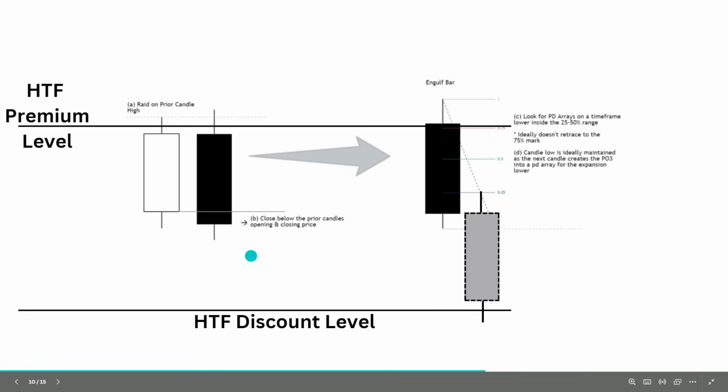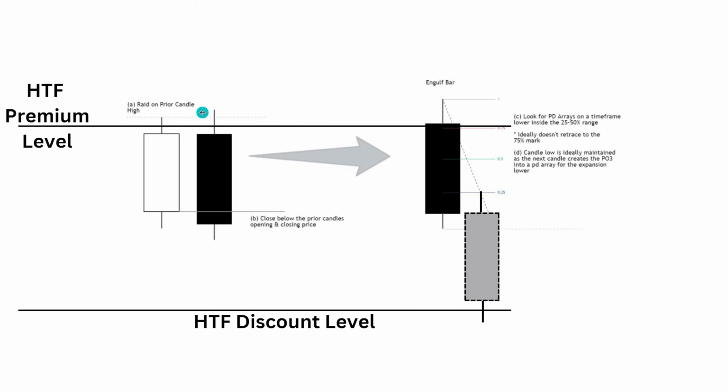Ideally, if we're looking for bearish, as in this example, we have a discount level that has not been traded to. So if we get our engulfing bar, where price raised the prior candle high and closes below, why is this significant? Let's talk about the significance for a second. Why is this engulfing bar very significant?